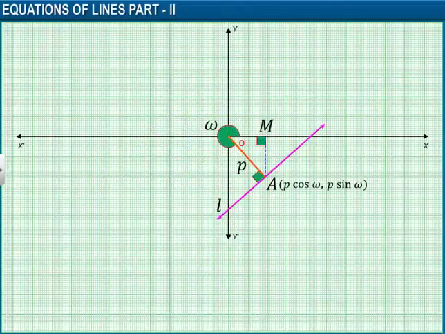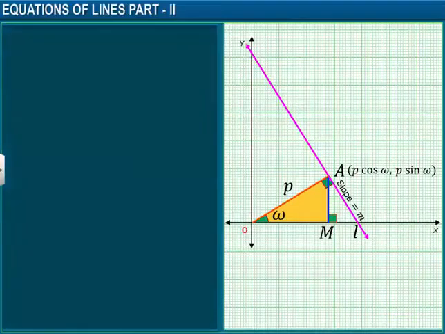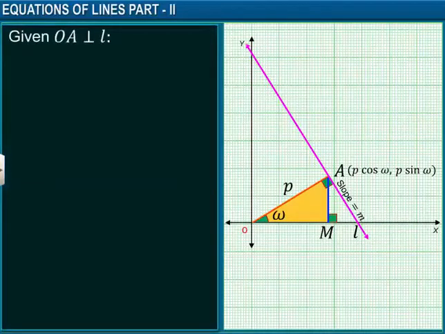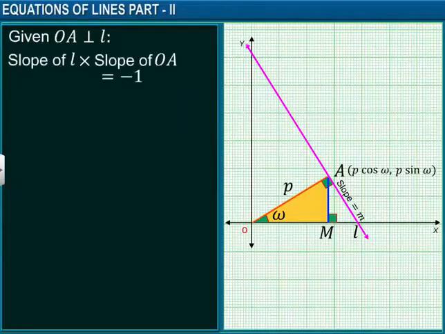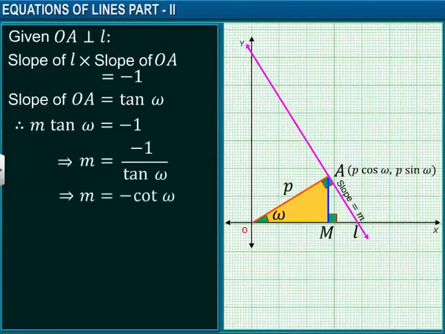Now that we know the coordinates of a point on line L, we can find its equation if we know its slope using the point slope form. Let M be the slope of the given line L. Since OA is perpendicular to line L, the product of their slopes is equal to -1. Given that the inclination of normal OA is omega, its slope is equal to tan omega. Thus we can say that M into tan omega is equal to -1. This implies that the slope is equal to minus cos omega upon sin omega.